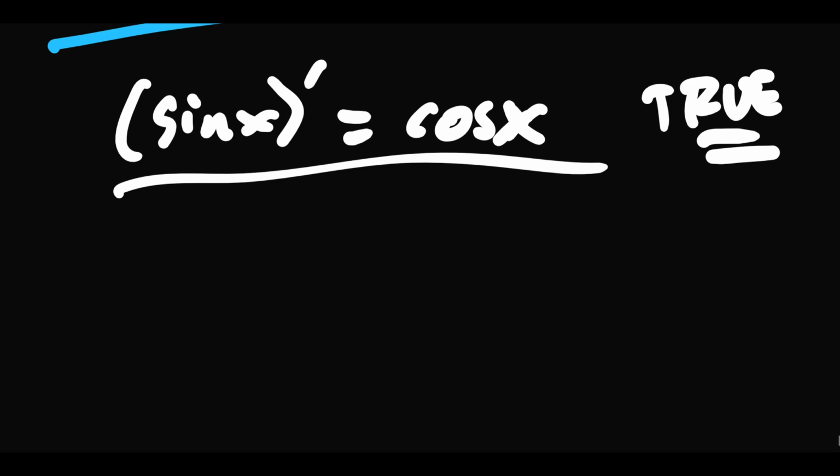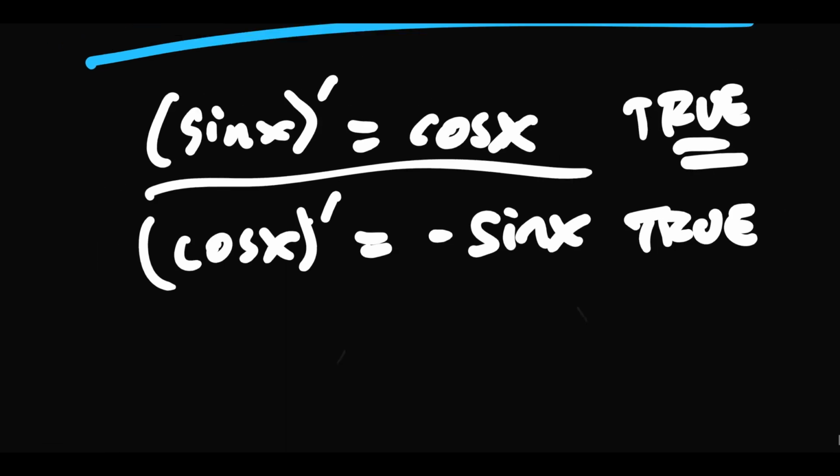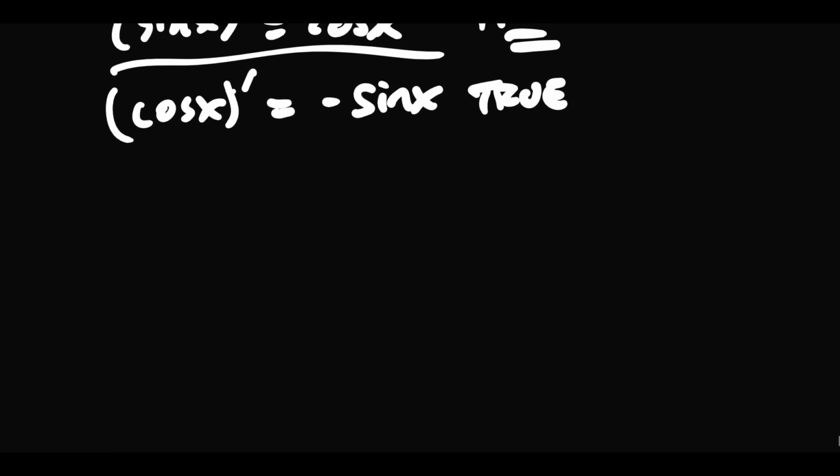We're also going to assume that the derivative of cosine is negative sine. So we're going to start out with those two. We're going to say this is true, and we're going to derive those in a minute. But I want to show you first how you can use those for tangent.